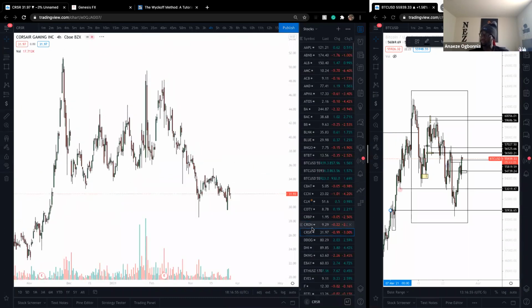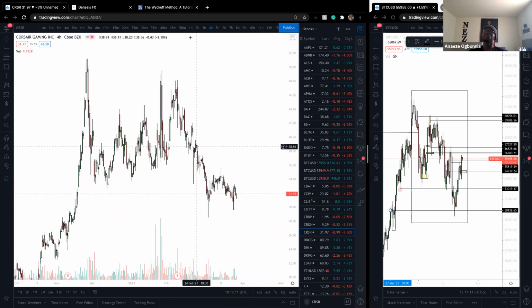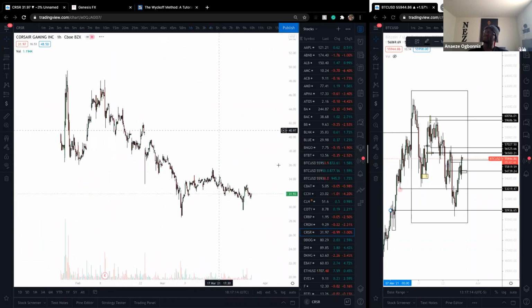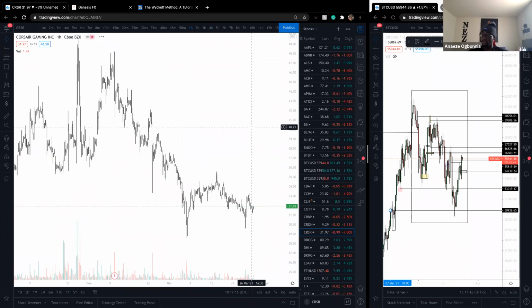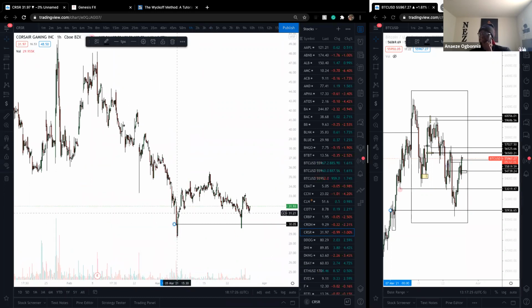CRSR. Let's see. Spring distribution is finished. No solid break of structure just yet. So, gaming, huh? Break of structure to the upside.